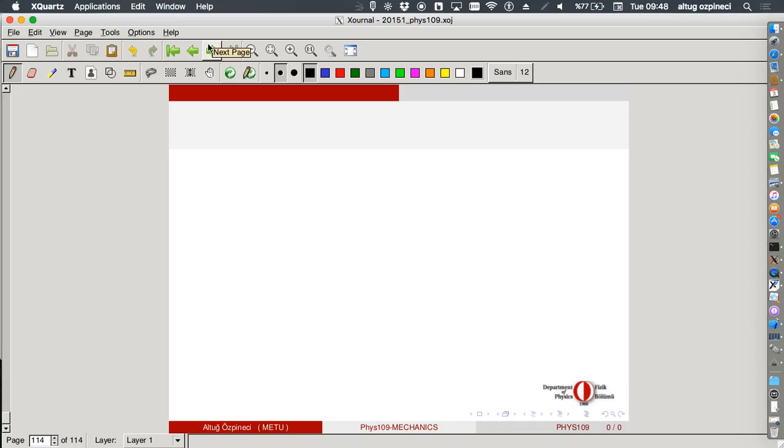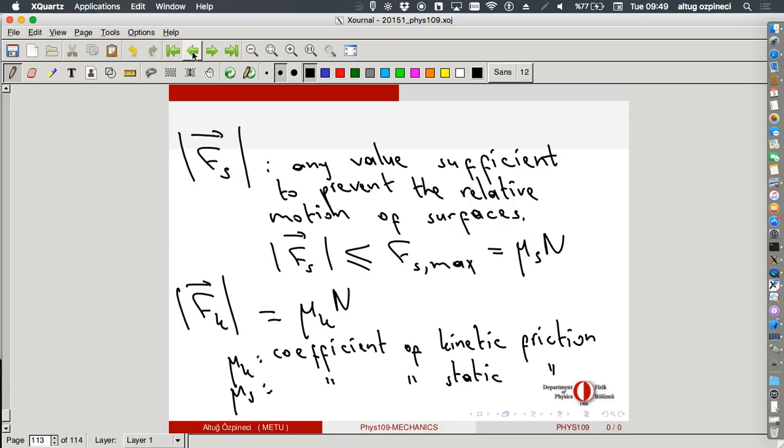Yes, any questions before we continue? We will be continuing with friction, some of the mechanisms that are causing this friction. Why is kinetic friction less than static friction? Okay, that is one question.